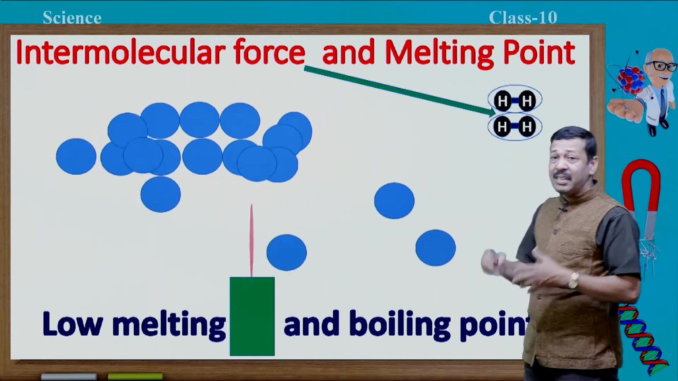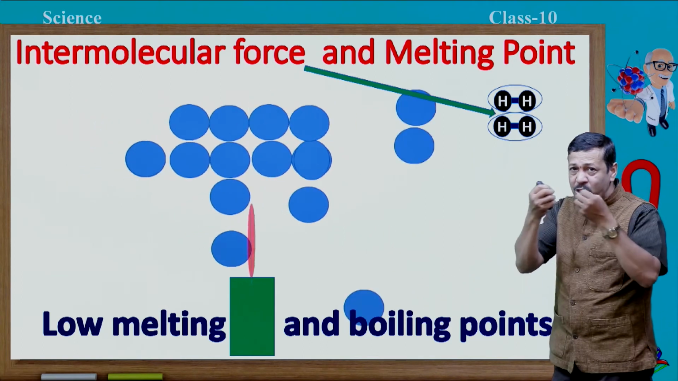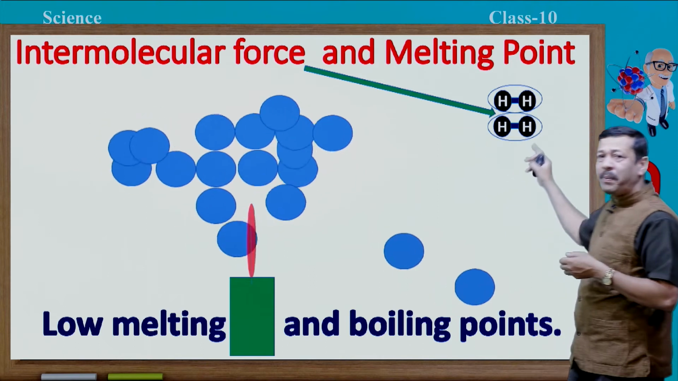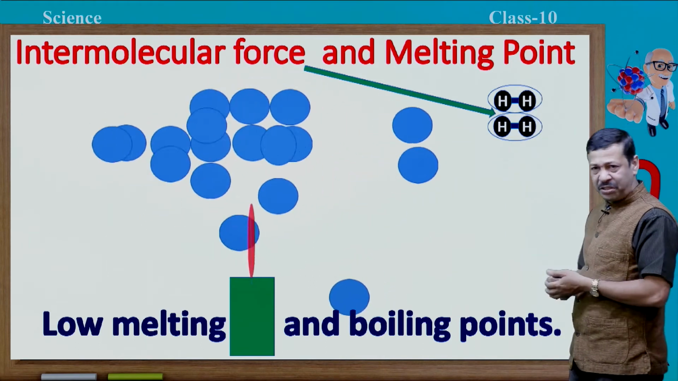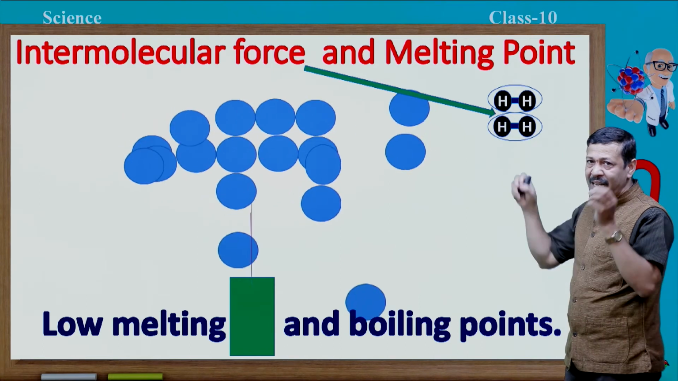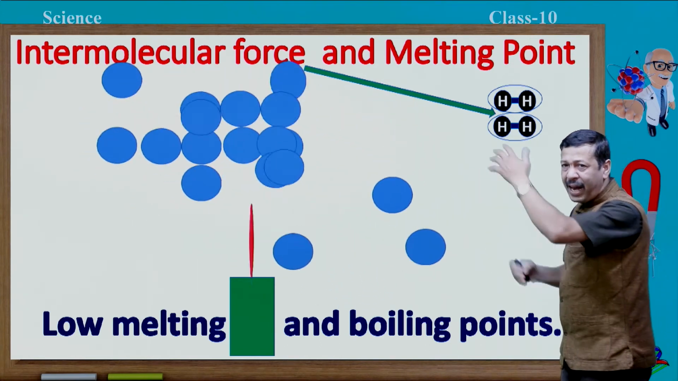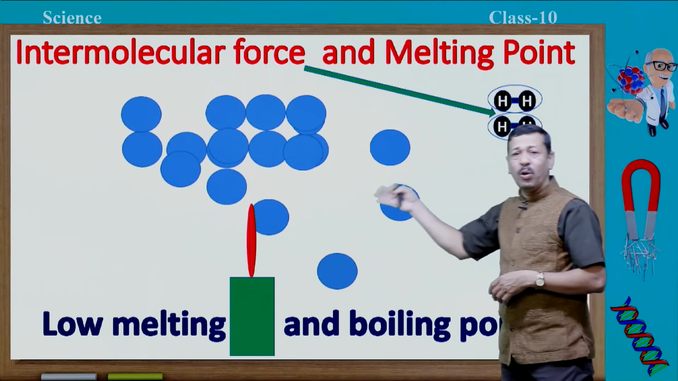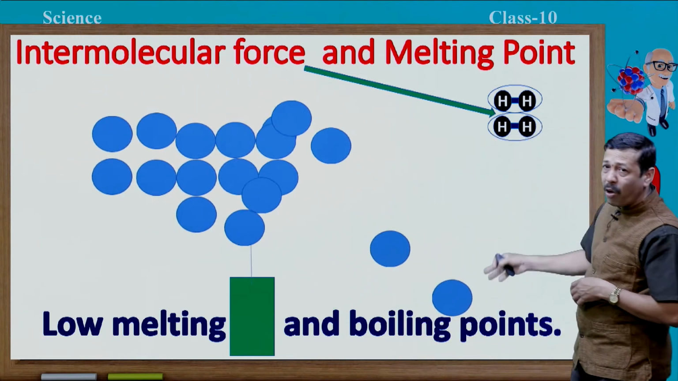Generally, the molecules have a force of attraction. The intermolecular force of attraction between hydrogen and hydrogen is shown here. That is very low. Then a very small amount of heat is sufficient to break or separate these molecules. Hence they have low melting point and low boiling point.